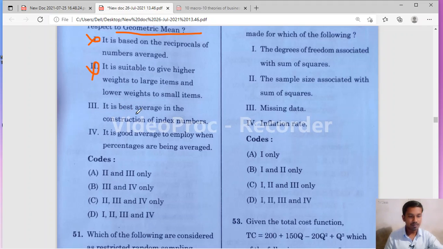So third one, it is best average in the construction of index number. Fourth, it is a good average to employ when percentages are being averaged. I think third and fourth are correct here, so option B is the right answer.